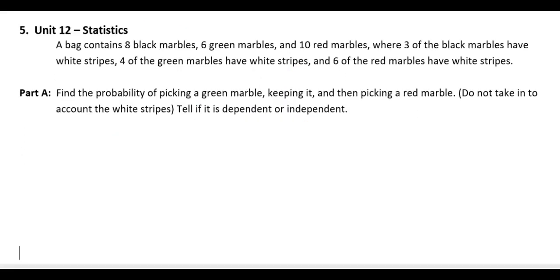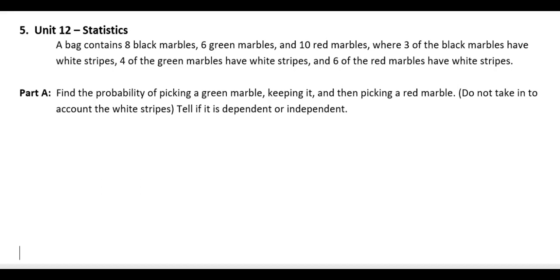So now we're on number 5, which is Unit 12, the statistics. So first it gives us some background information. A bag contains 8 black marbles, 6 green marbles, 10 red marbles, where 3 of the black marbles have white stripes, 4 of the green marbles have white stripes, and 6 of the red marbles have white stripes.